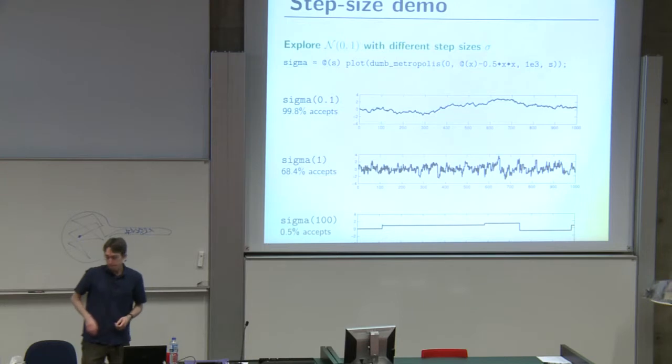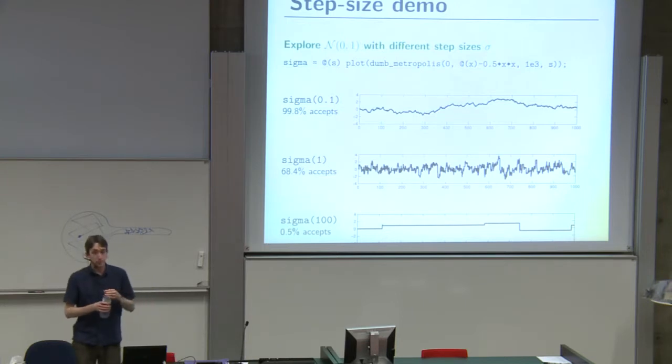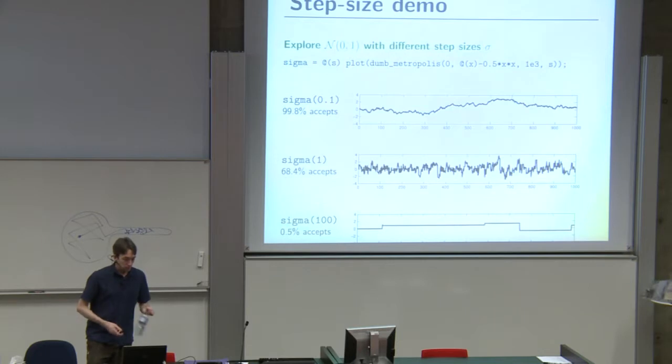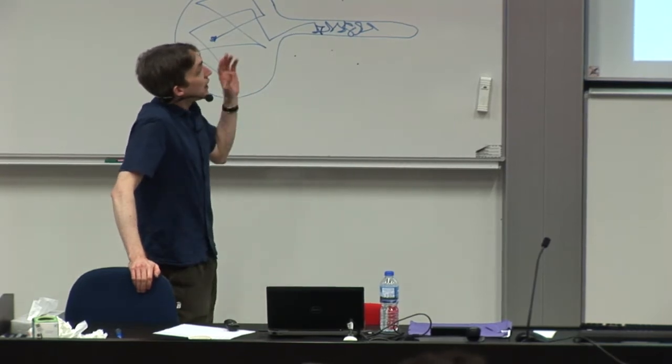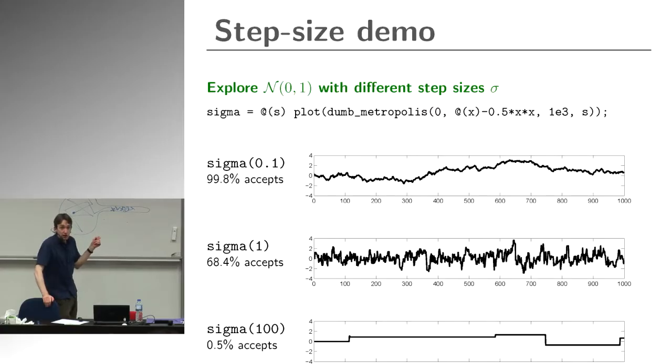Yeah? Is it necessarily better to have higher acceptance rates? Is it in some way related to the variance of the estimators? So the question is, is it bad to have small step sizes? Is it related to the variance of the estimators?